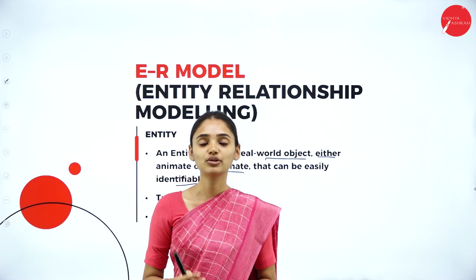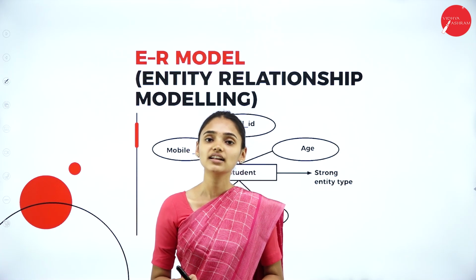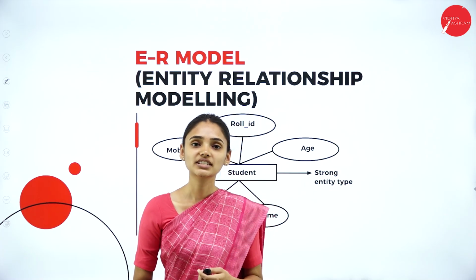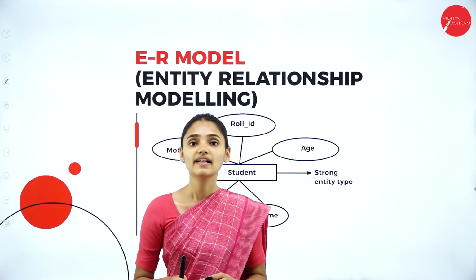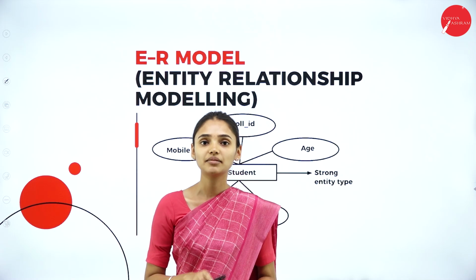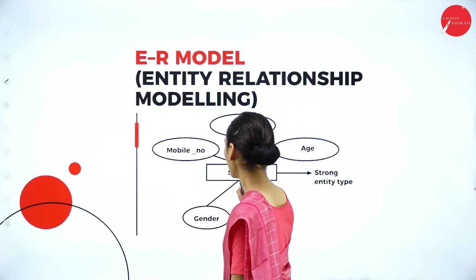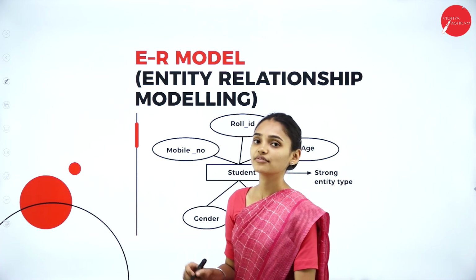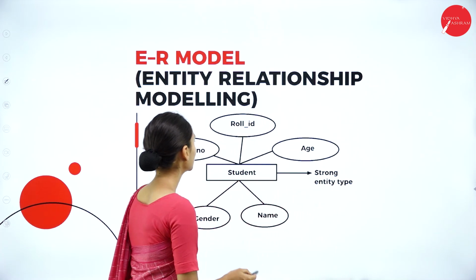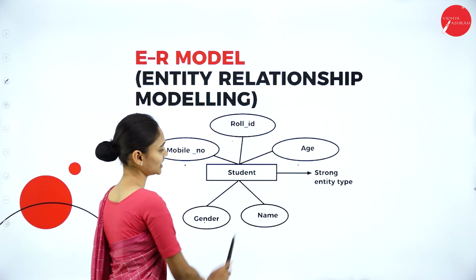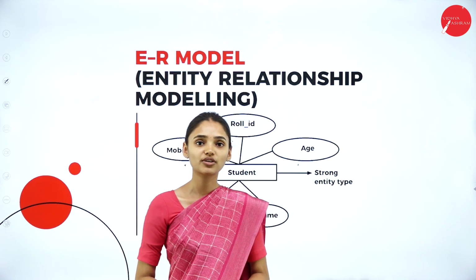In entity we have two types. One is strong entity and the other is weak entity. Strong entity has a key attribute by which it can be uniquely identified, and the strong entity is represented by a rectangular box. When you consider a student table, it has roll number, mobile number, age, gender and name. So it's an example for strong entity.